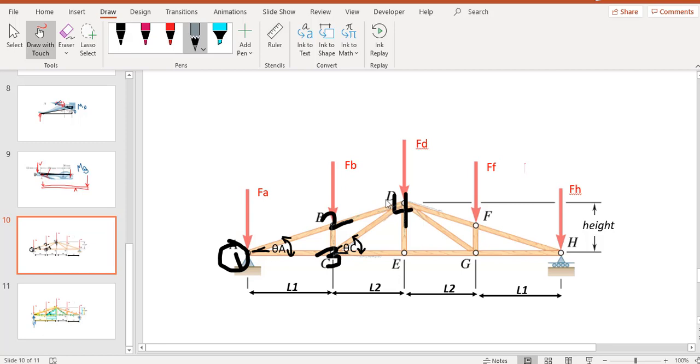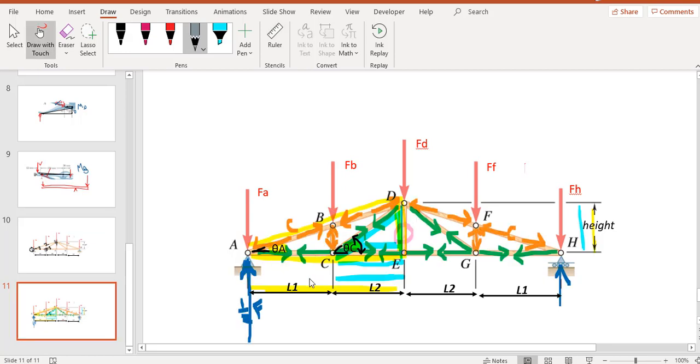Okay, the hard part of that: make sure you have all the angles right, draw pictures, and make sure you get sine and cosine going correctly. And that is the Pratt structure.